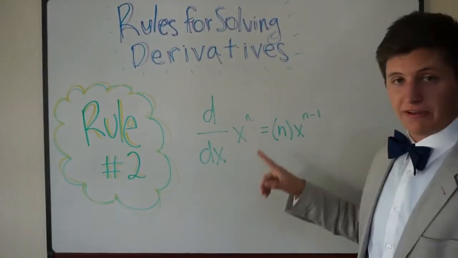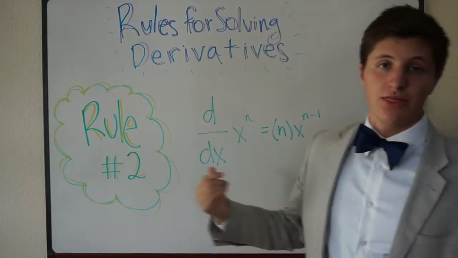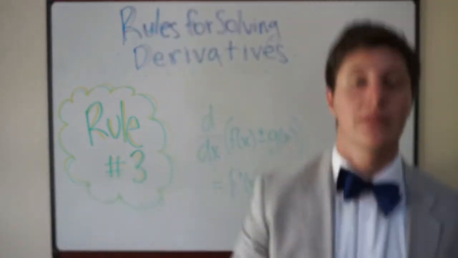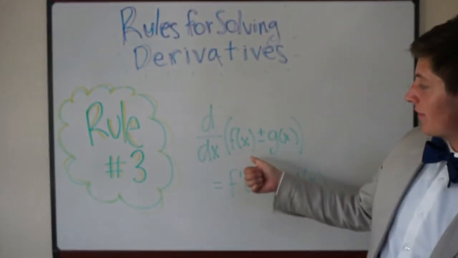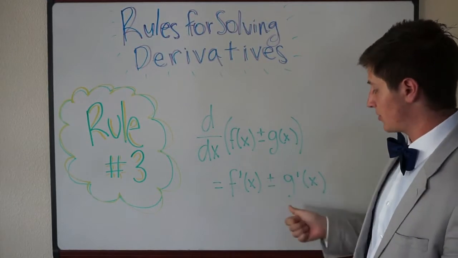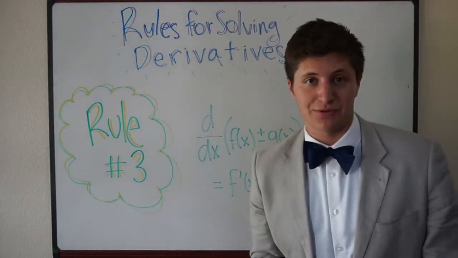d over dx of x to the n is always equal to nx to the n minus 1. This is called the power rule. Rule number 3. The derivative of f of x plus or minus g of x is always equal to f prime plus or minus g prime of x. This is called the sum and difference rule.